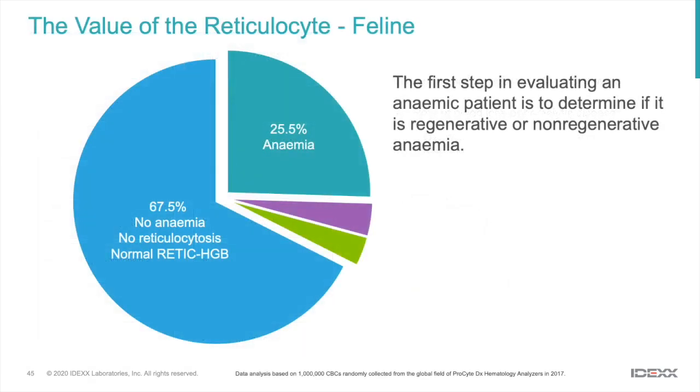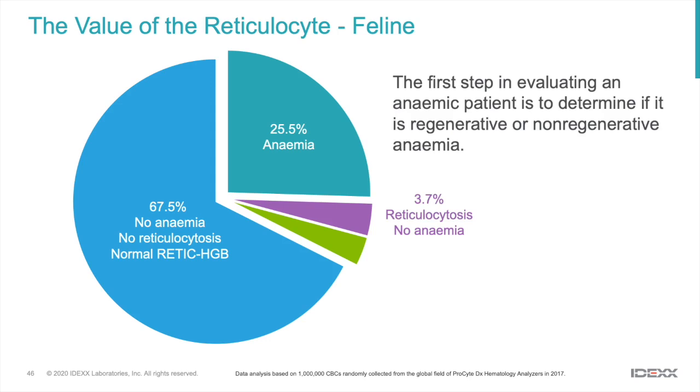To define the value of the reticulocyte count, you need to look at the prevalence of anemia in your practice. These data were generated from a large data set of 1 million CBCs pulled randomly from our global fleet of ProCyte DX analyzers from cats. And you can see very quickly that 25.5% of these animals are anemic. Now, we know that most of these are non-regenerative, but you can't tell that just by looking at the numbers. We need that objective measure of regeneration to classify them properly. The reticulocyte count provides me with that information.